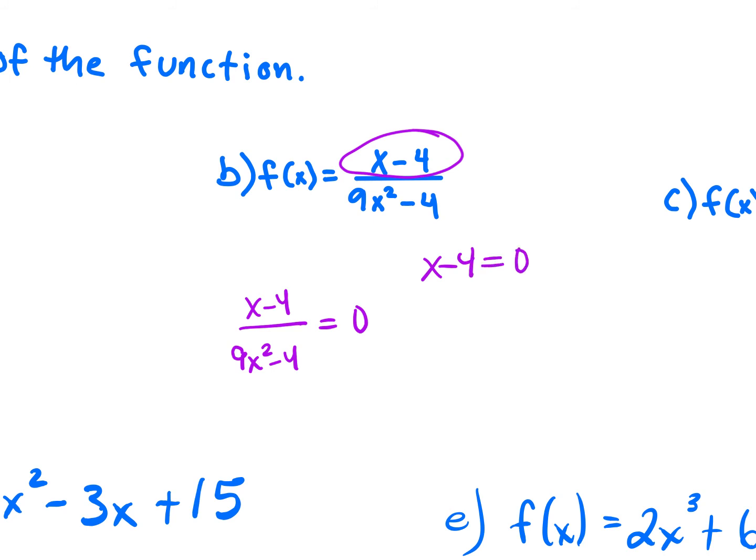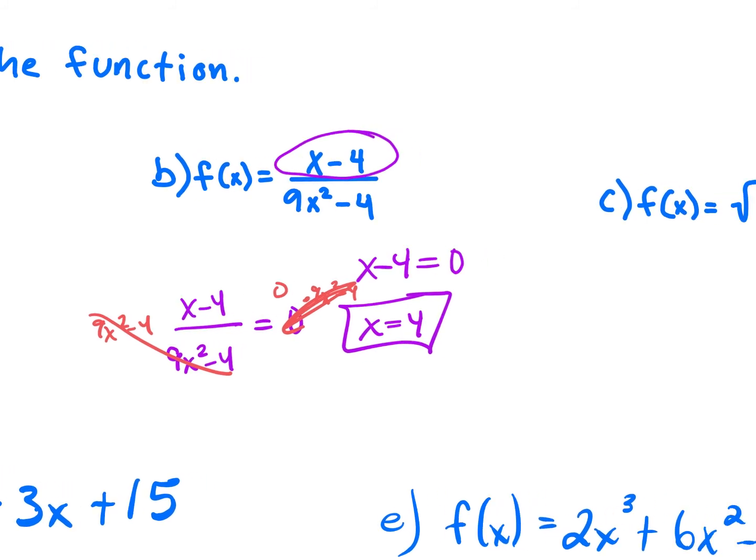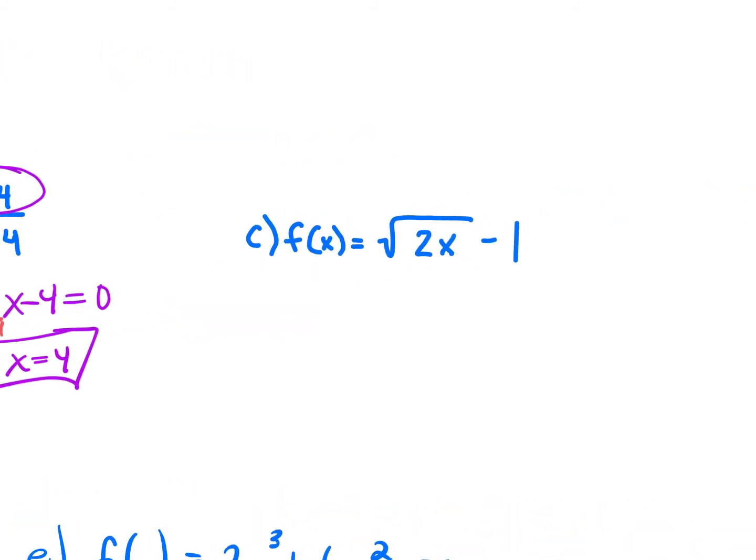So what's my x? 4. X equals 4. Where is this graph going to cross? At x equals 4. When you have a fraction or a rational, you just have to worry about setting the numerator equal to 0. If you went and solved it like you usually would, okay, fine, multiply this side by 9x squared minus 4, and this by 9x squared minus 4. That'll cancel out, and so does that. So you'd end up with x minus 4 equals 0. Just saving you a little space.